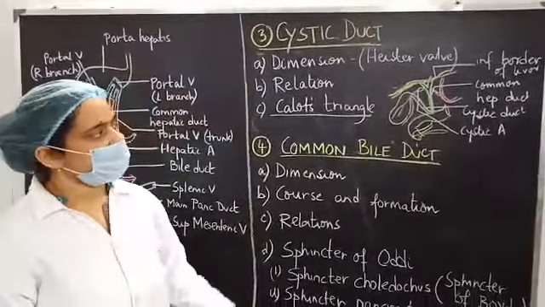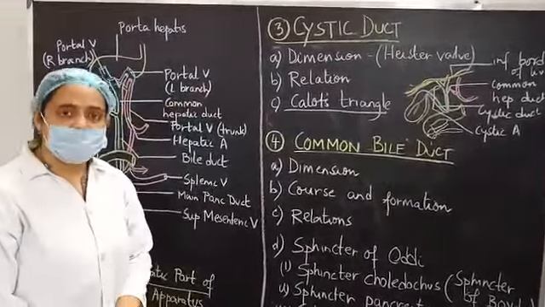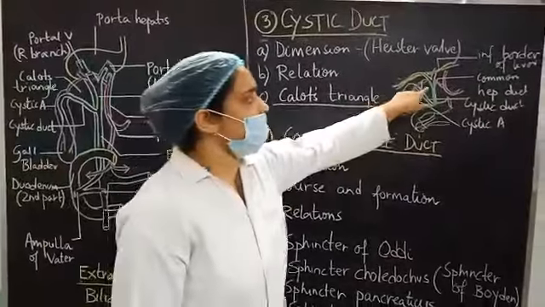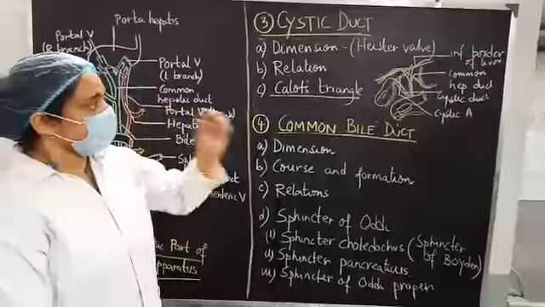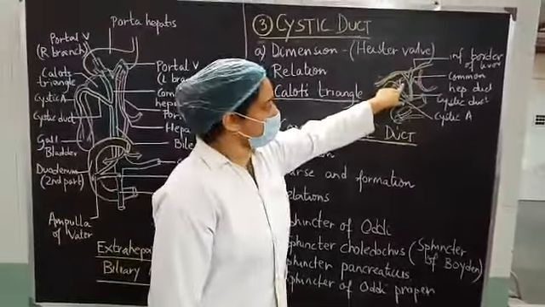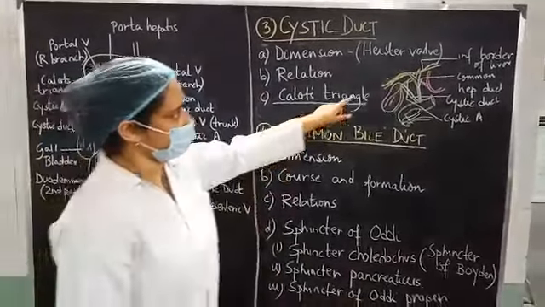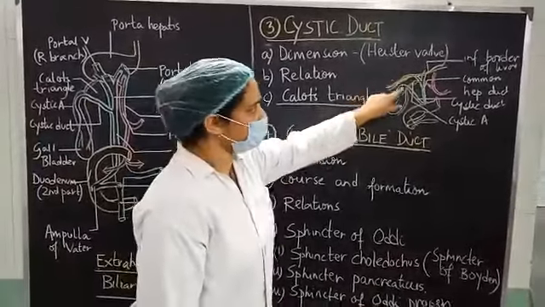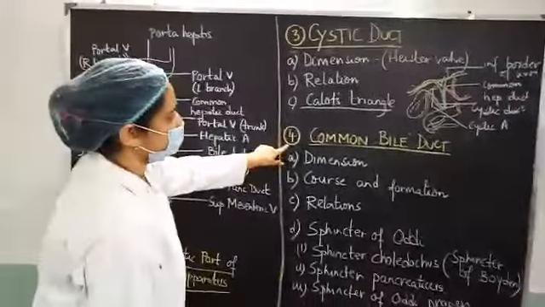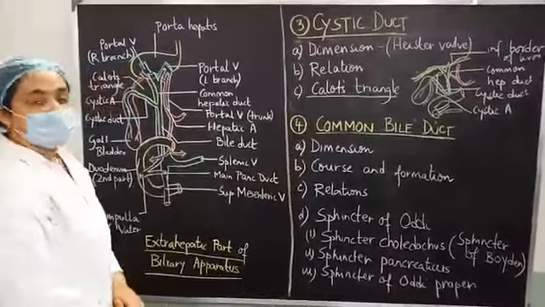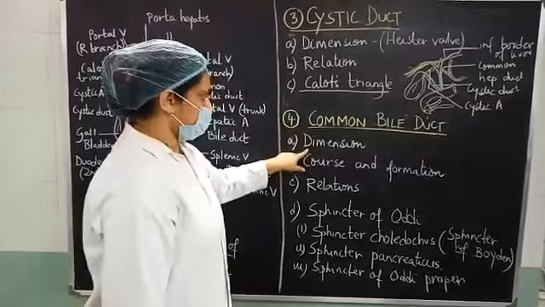Importance of this Calot's triangle is, it's very important for the surgeons. We have to identify this Calot's triangle while removing the gallbladder. Why? Because we have to ligate this cystic artery while removing the gallbladder. So identification is very important, and for that we need to know the boundaries. The fourth important component of the extrahepatic biliary apparatus is the common bile duct.